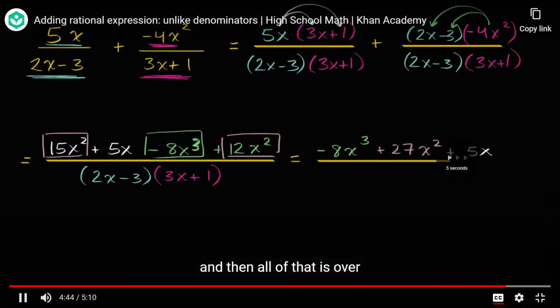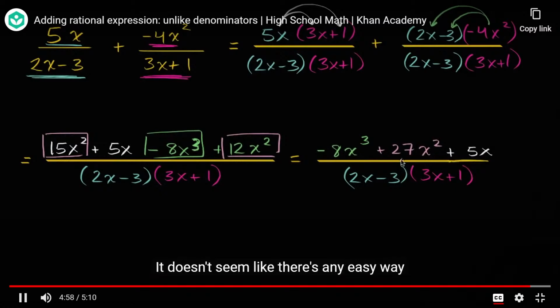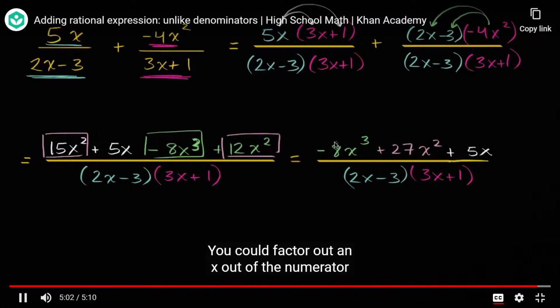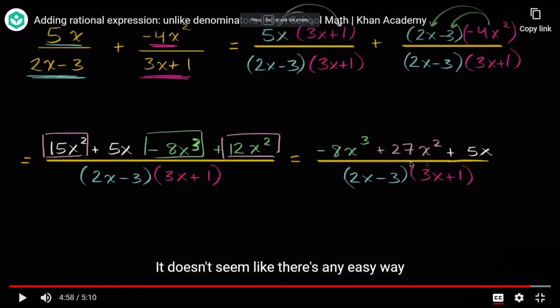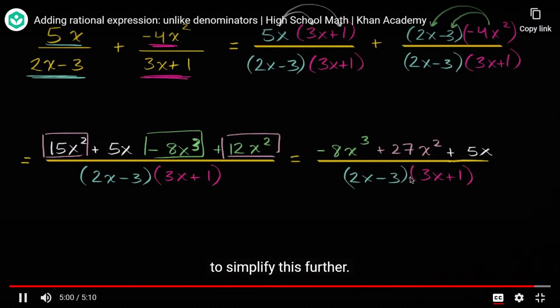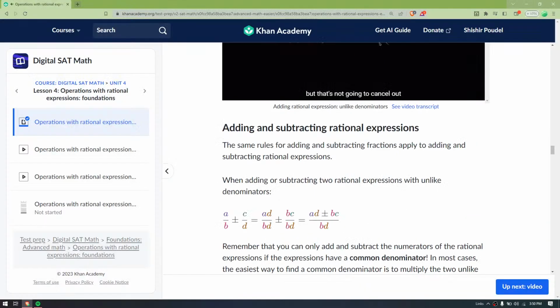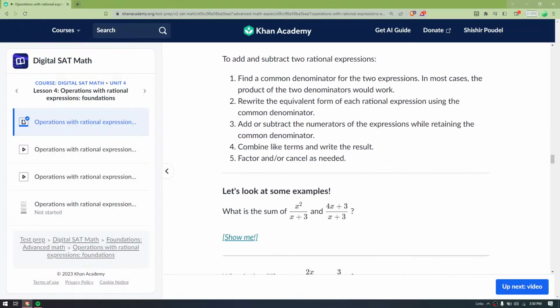And we are all done. Doesn't seem like there's any easy way to simplify this further. You can factor out an x out of the numerator, but that's not going to cancel out with anything in the denominator. It looks like we are all done.